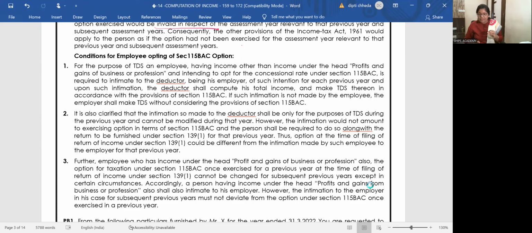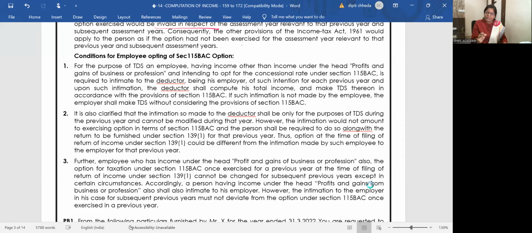Now, sometimes the Hindi word is that confusion, na? Kashmakash ho raha hai. Employee saying, oh, I told my employer 115 BAC and he calculated my tax as per 115 BAC for deducting TDS every month. But now I don't want to go for 115. Can I change my option? Answer is yes.